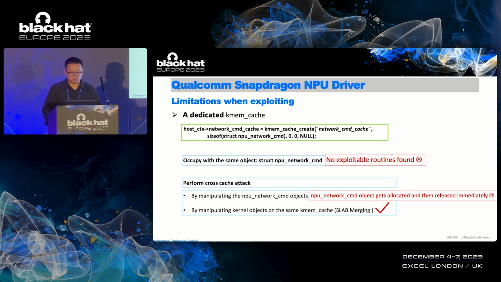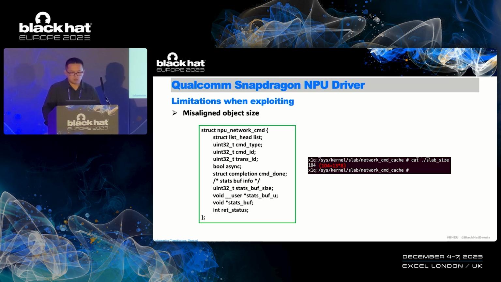Unfortunately, we found it's hard to discard the network command cache slab by manipulating the MPU network command objects, because every MPU network command object gets allocated and then released immediately. Well, lucky for us, because of the slab merging, MPU network command object is sharing the same keymap cache with other kernel objects. We can manage to finish the slab discard by manipulating other kernel objects.